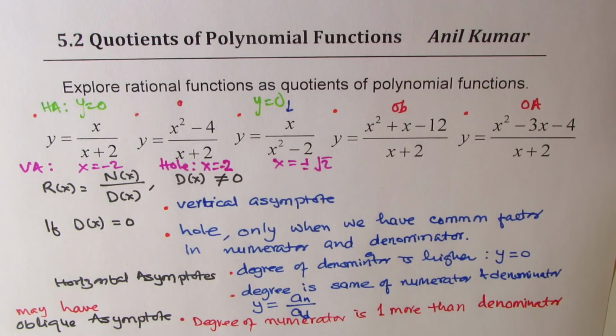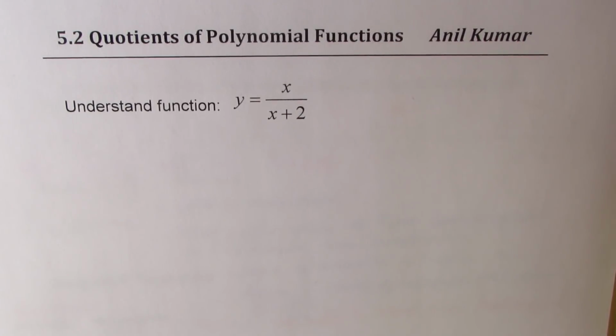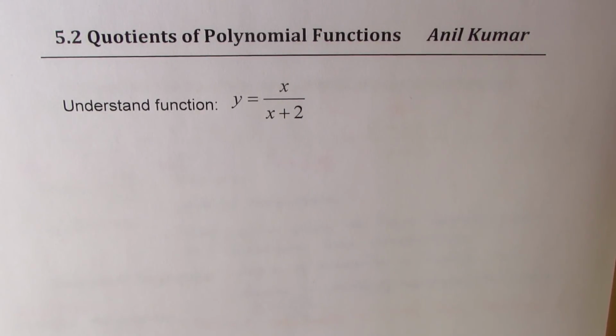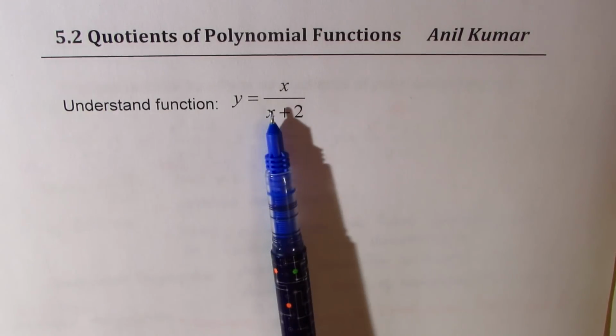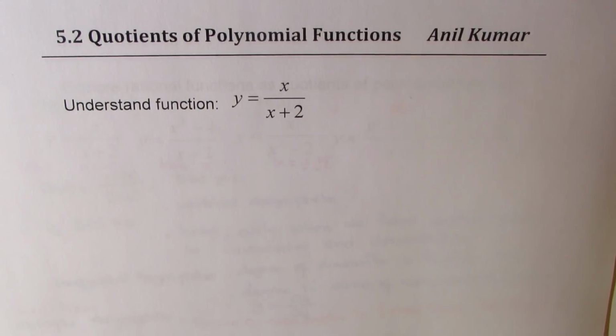Now let's take these functions one by one and understand the characteristics of rational functions and how to sketch their graphs. Okay, so let's begin with the very first example, which is x over x plus 2.